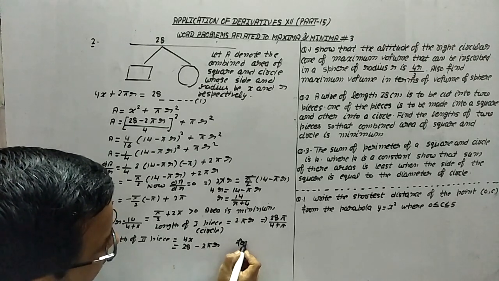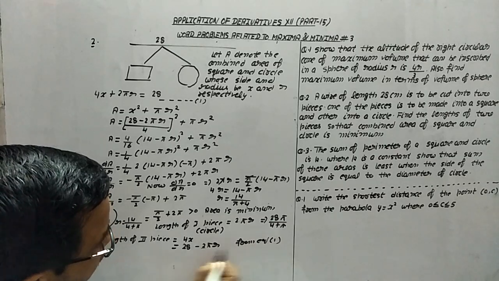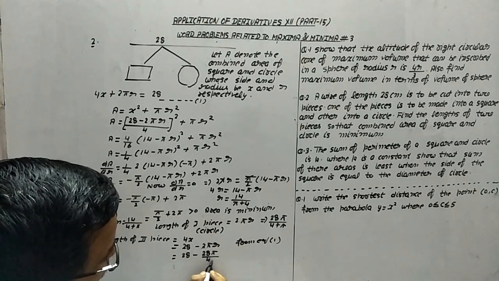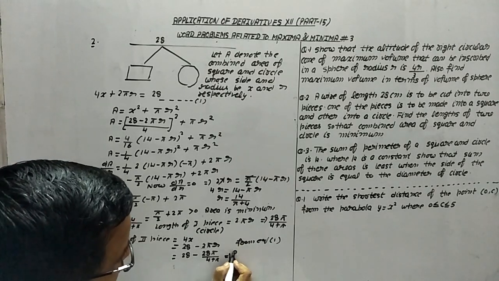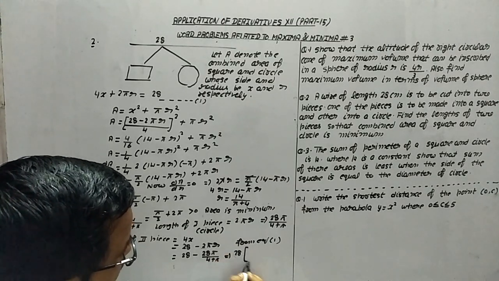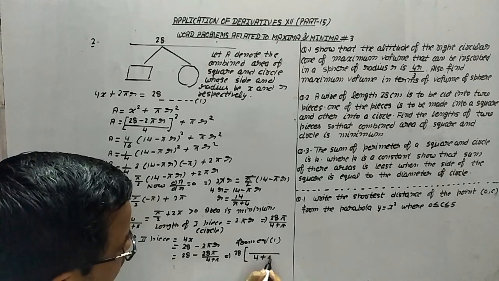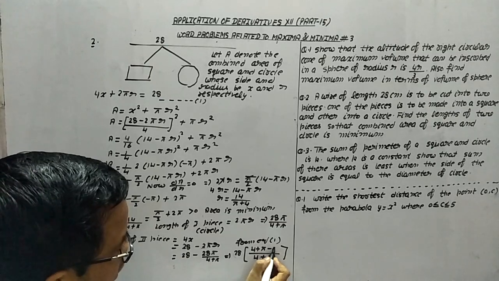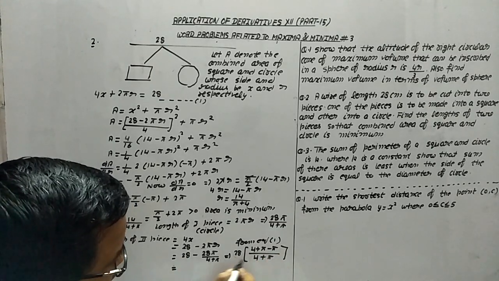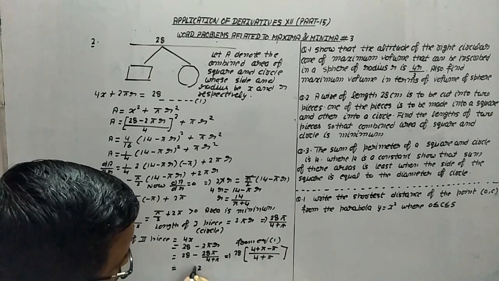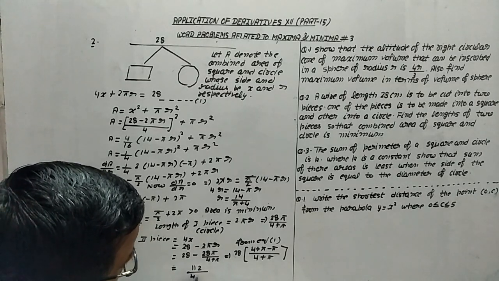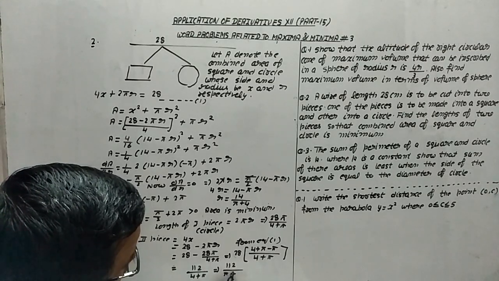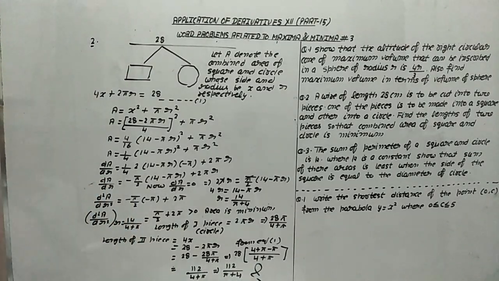From equation 1, it means 28 minus 28 pi upon 4 plus pi. What is common? 28 is common. So what is left, 4 plus pi is the LCM. It means 4 plus pi minus pi, so 28 into 4, this is 112 upon 4 plus pi, or 112 upon pi plus 4. And this is the answer.